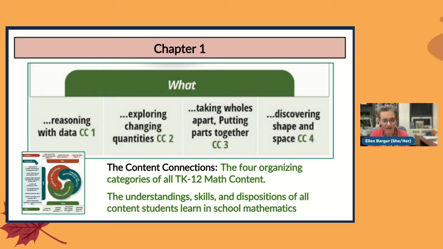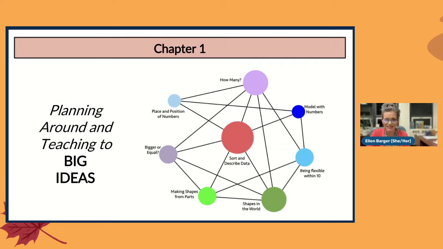One of the other big changes in this framework is the concept of teaching to and planning around the big ideas. The big ideas are a little bit more detail on those four content connections. The one that you're looking at right now is the big ideas in kindergarten. And each of the dots or the nodes on this connection has a big idea. So you can see bigger or equal, sort and describe data, how many. And among each of these big ideas, there are some connections.